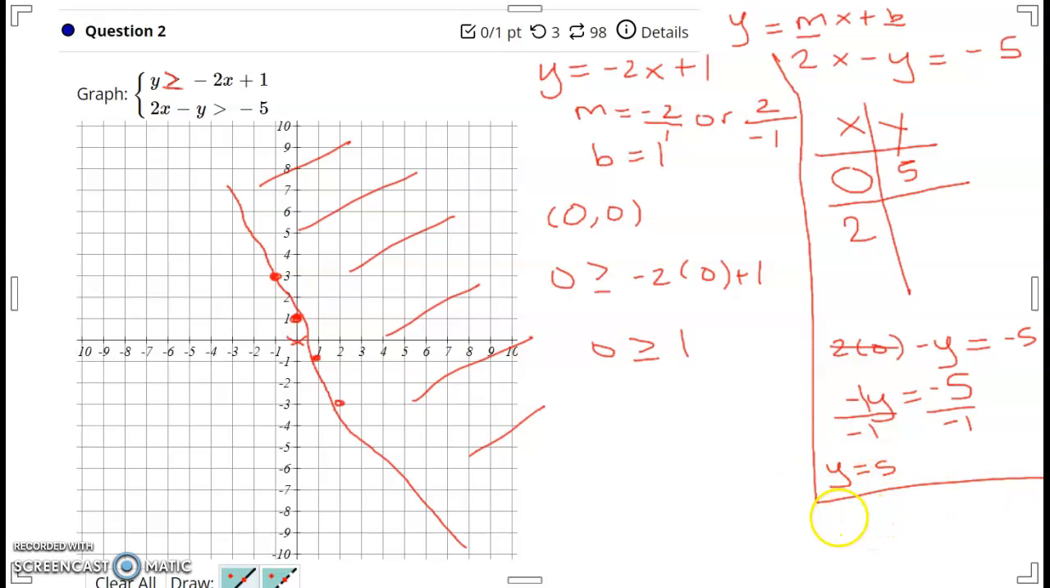Let's go ahead and do 2 for x now. 2 times 2 minus y equals -5. So that'll be 4. I'm going to skip a couple steps because I'm almost out of room down there. I guess I can use this over here too. So then those cancel, and I get -y equals -9. Again, we divide by -1 and y equals 9.